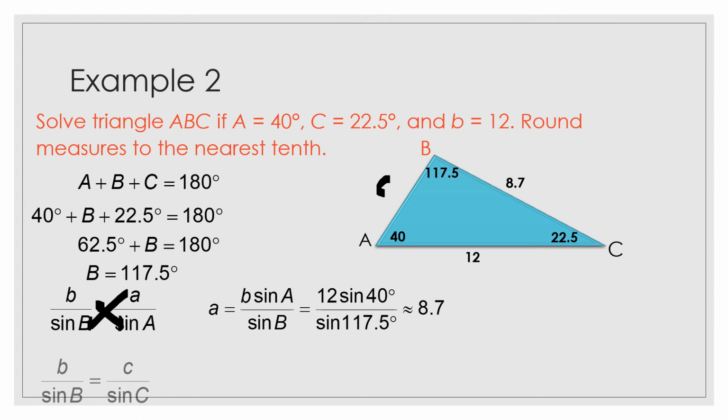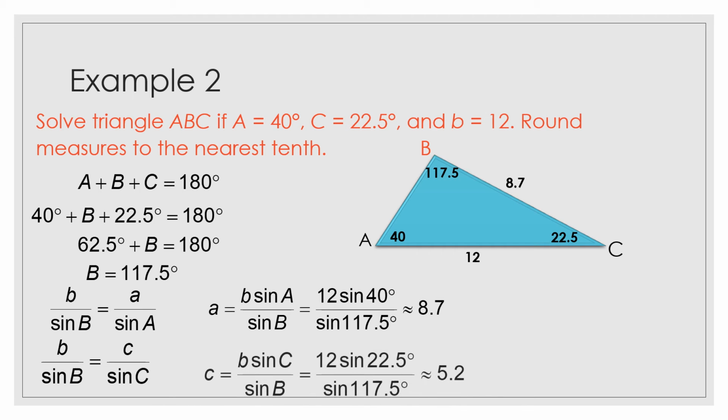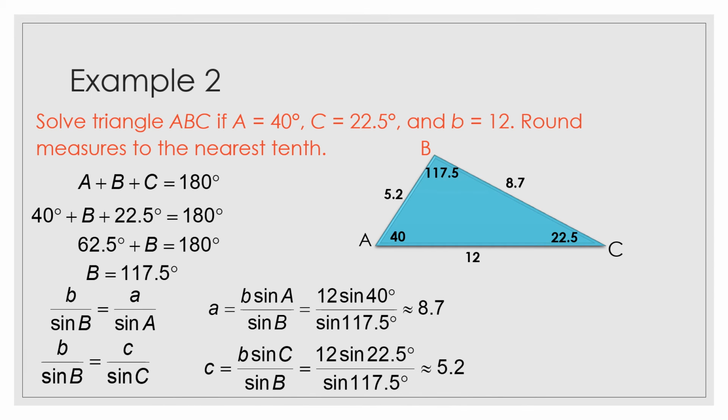We're going to use another sine law. And here we have so many options to take. So again, cross multiply and divide, and c equals 5.2.